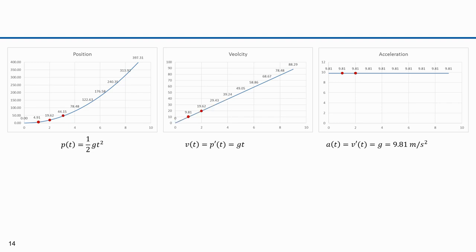And notice that as I go through each point, the slope never changes because the velocity is linear. The slope is always 9.81 meters per second. And here's the rest of the points.